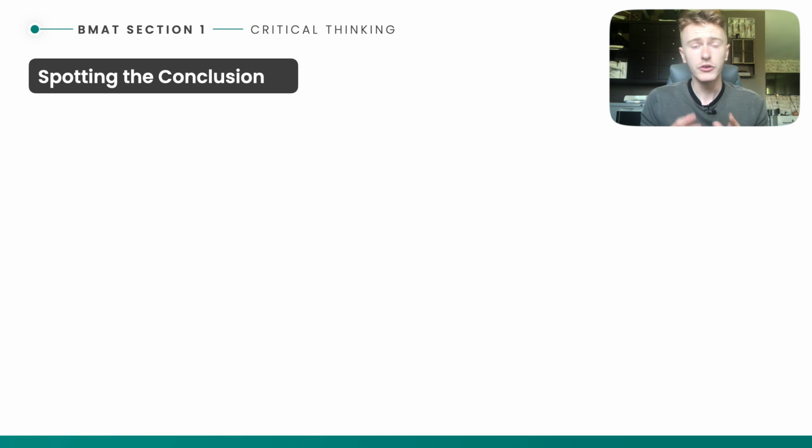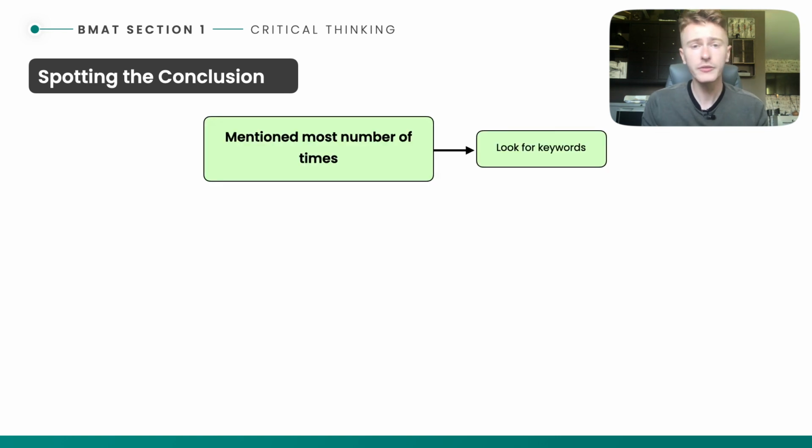So given that the conclusion is not always at the end, appreciated, it may be at the end often, most of the times, but not always the case. How do you then find the conclusion if it isn't? Well, the conclusion might be the one that is mentioned the most number of times, and that's why it's important to look for keywords. These will be words that are dotted through the passage to help you locate the conclusion.